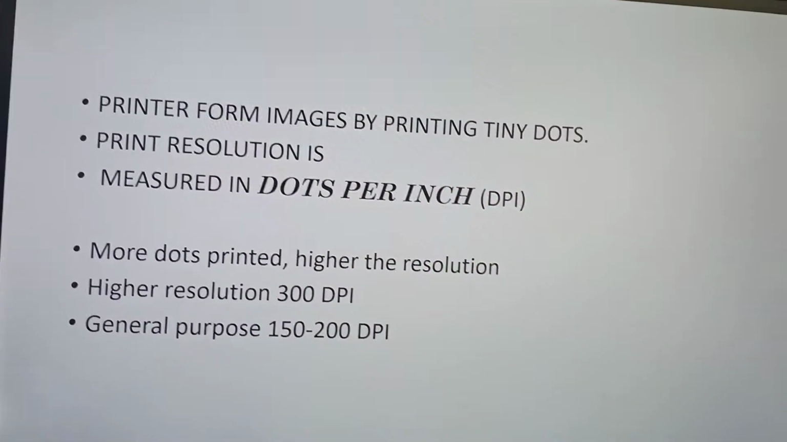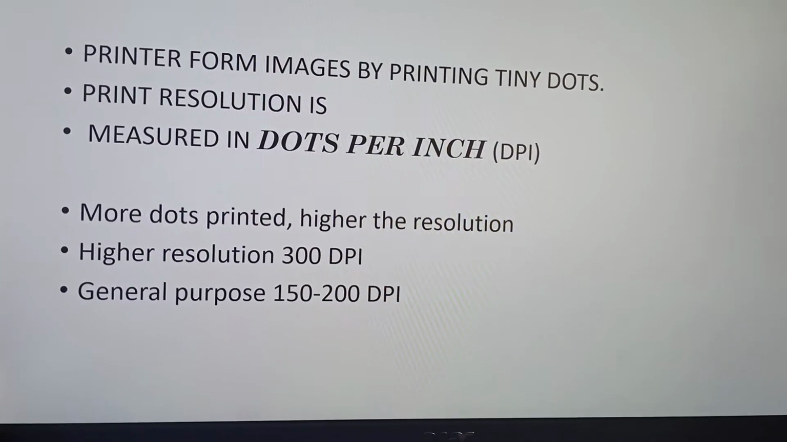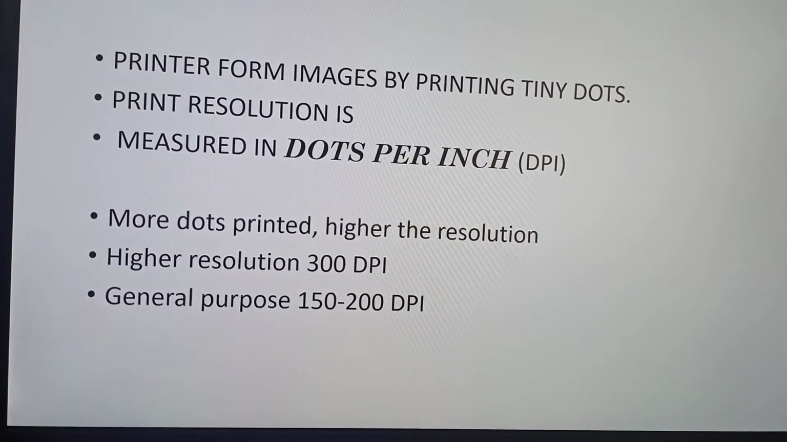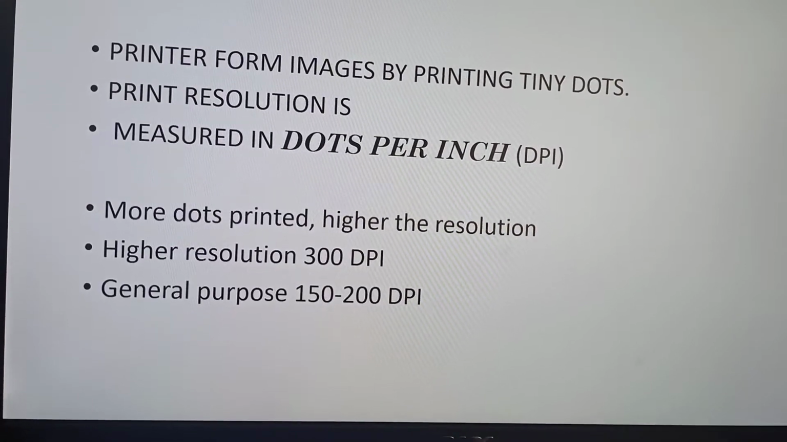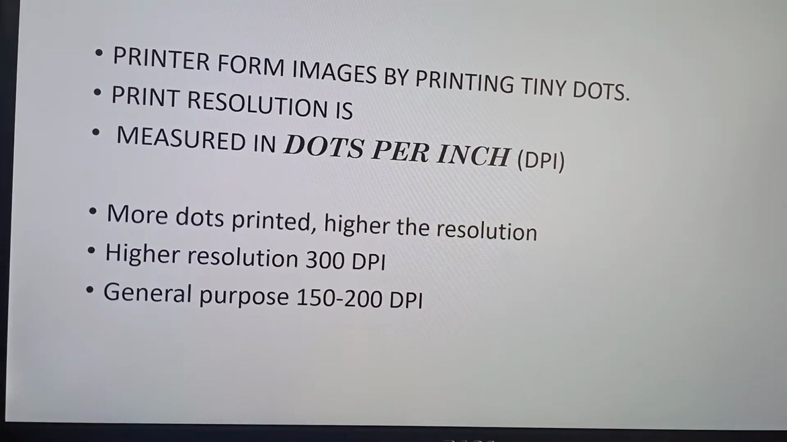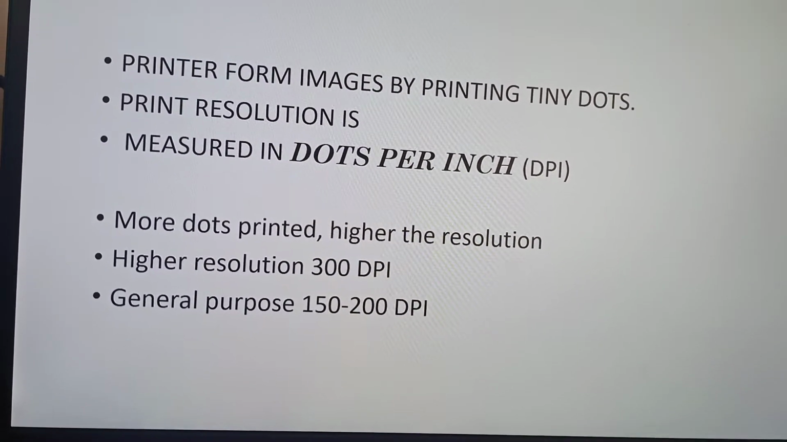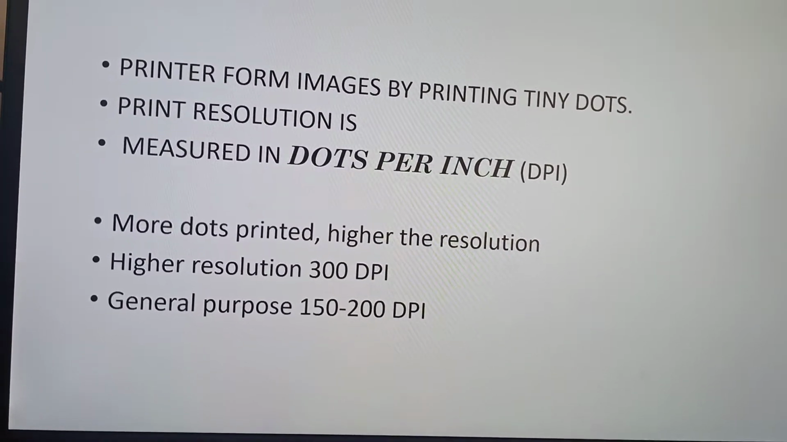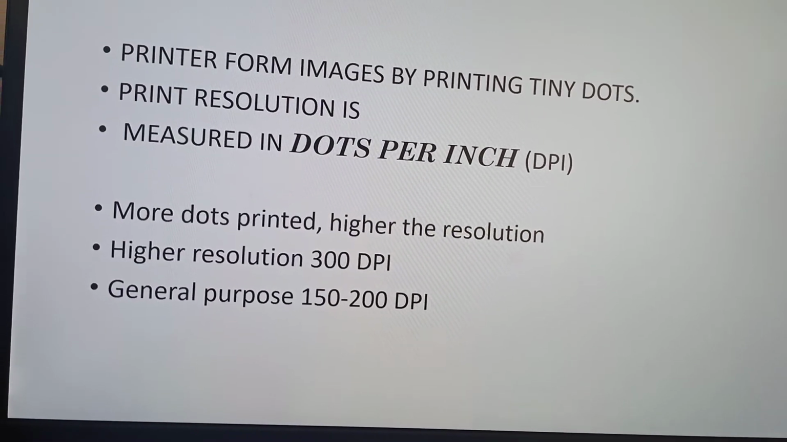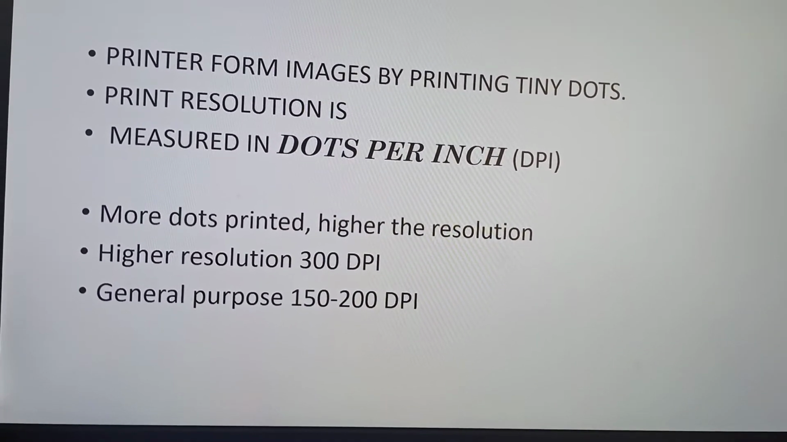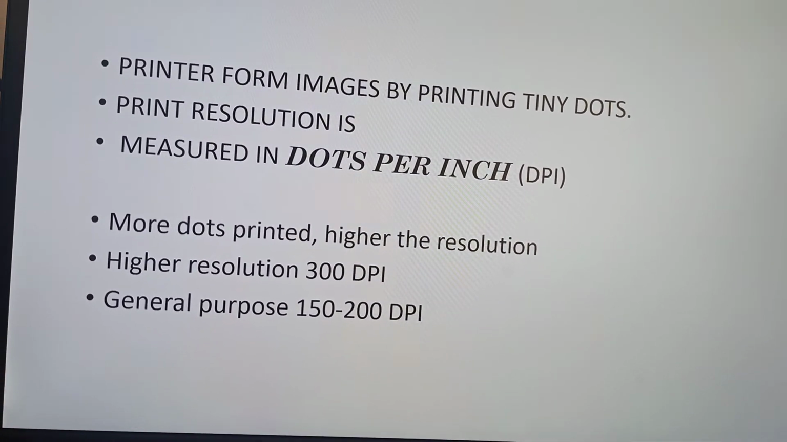As we have discussed, there are different types of printers. The printer forms an image by printing tiny dots on the paper, and these tiny dots define the resolution of your picture. Resolution means the quality, the print resolution. The print resolution is measured in dots per inch, DPI. DPI means dots per inch.